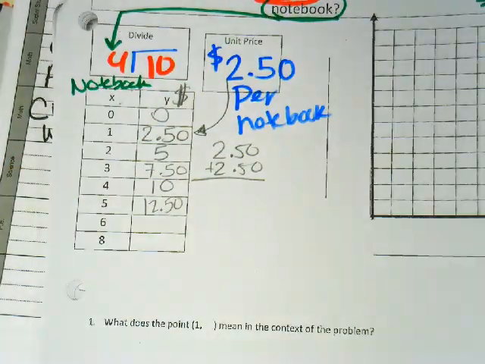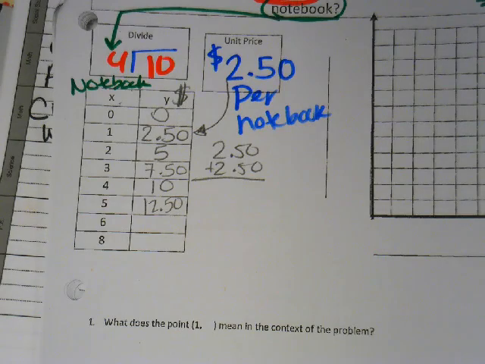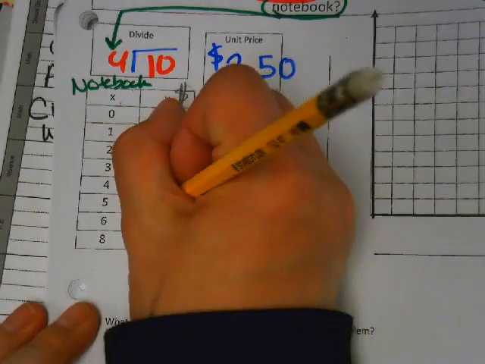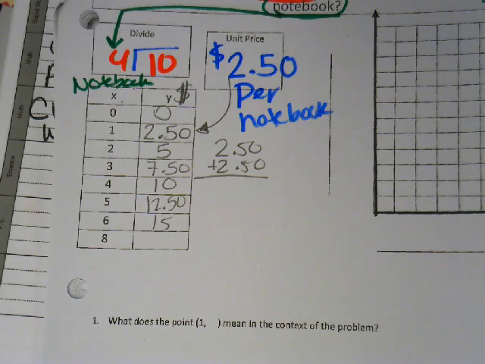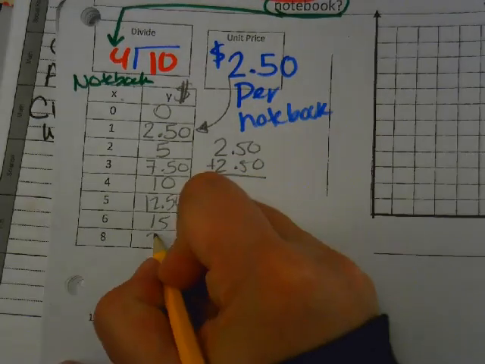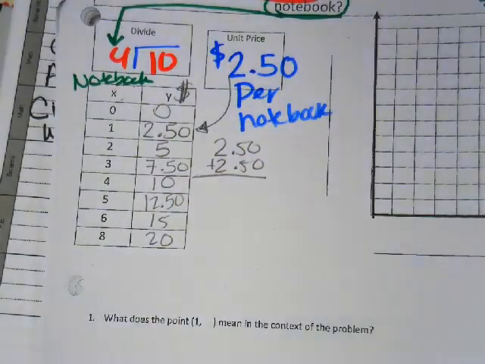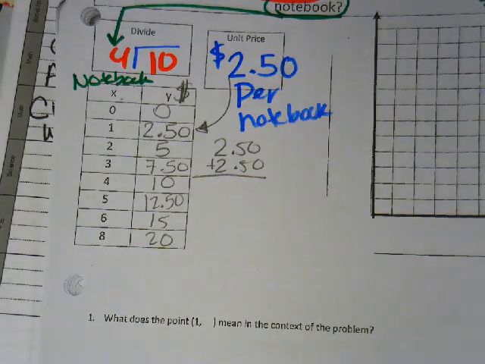Brianna, what'd you get for 6? 15. Good job. Now, hopefully you skipped. Do you have it? To 8, 20. Is that what you got? You said it correctly. 20. Yeah, I got 20. All right. Nice.